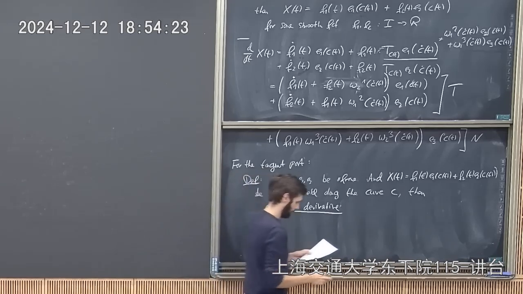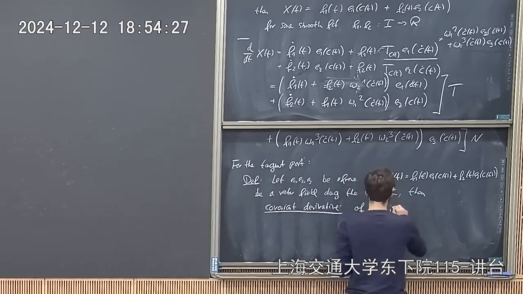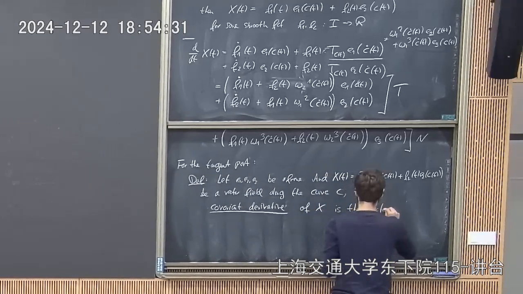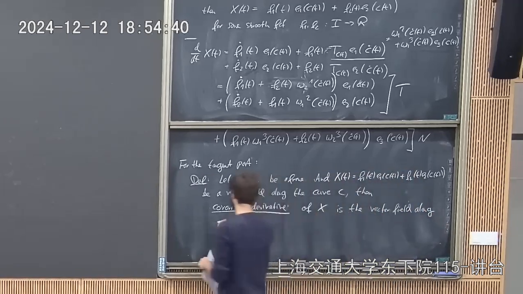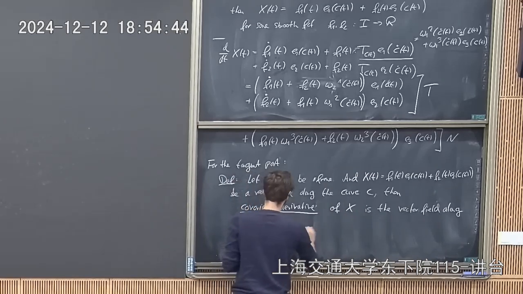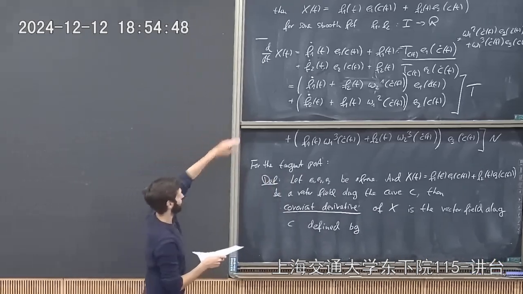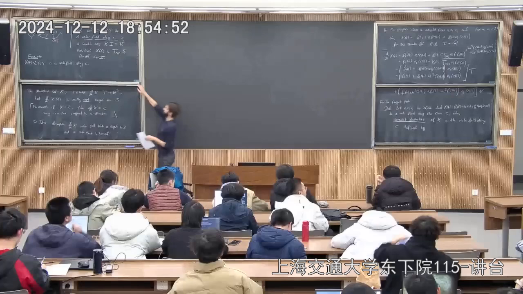Covariant derivative of x is the vector field along C, defined essentially by these two equations up there. So we'll continue over here.